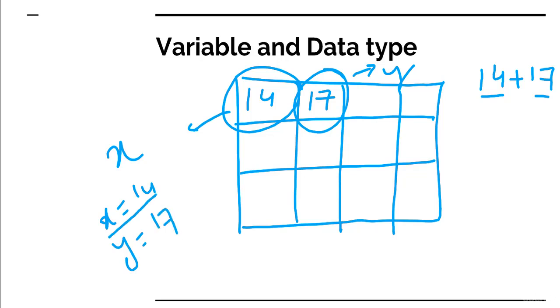X is pointing to 14, and tomorrow I can go ahead and change this. X no longer points to 14. The new value is, let's say, 24. So now the new value of X is 24. Since the value that X is pointing to has changed, X is considered a variable. So X is no longer pointing to 14, it is pointing to 24. Similarly, you can call this memory location Y, and today it is pointing to 17. Tomorrow it might point to 19. In that case, the value of Y has changed. So that's why Y is also called a variable.